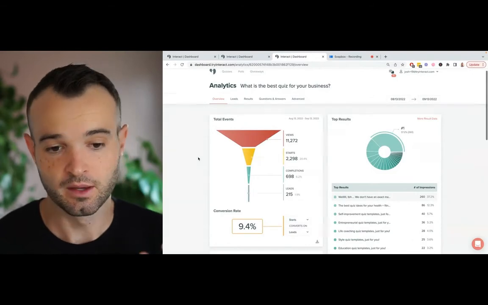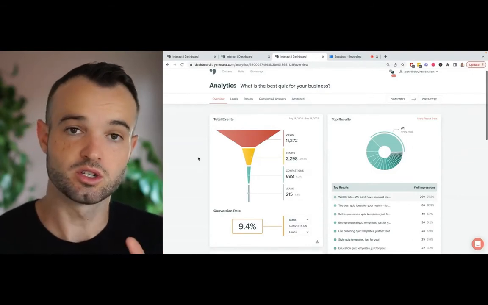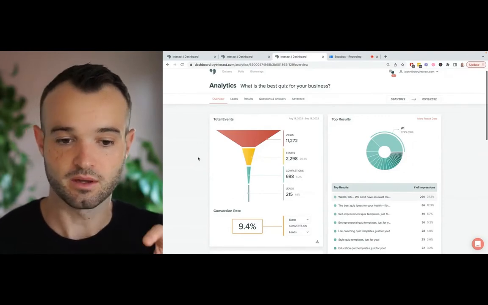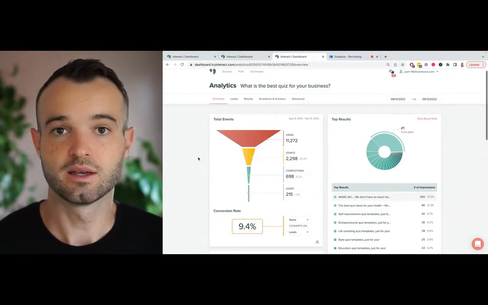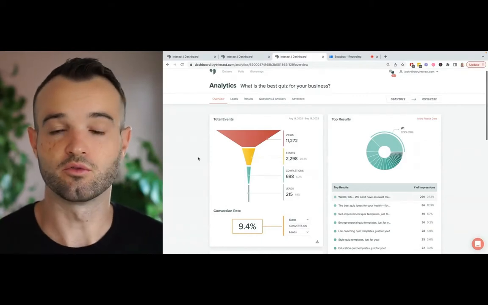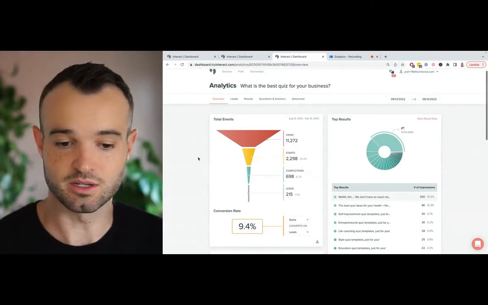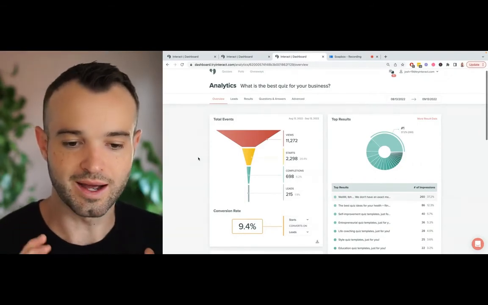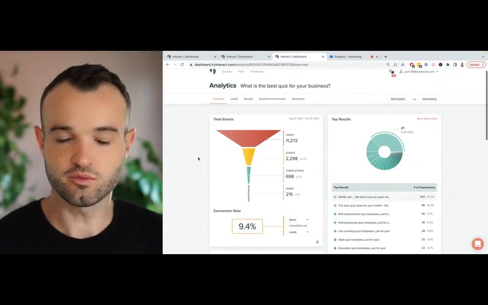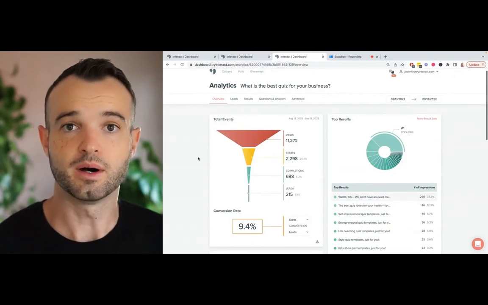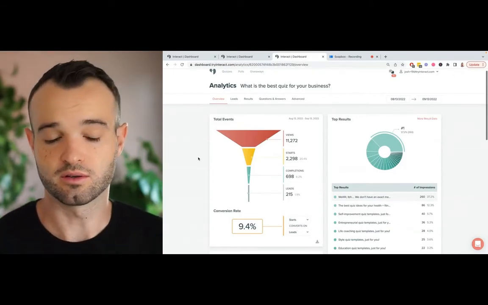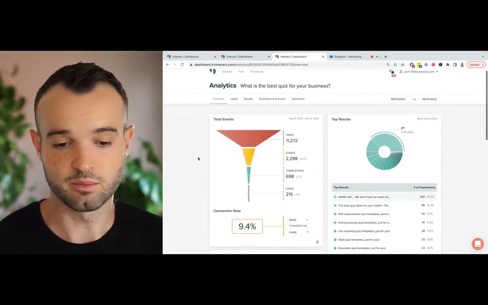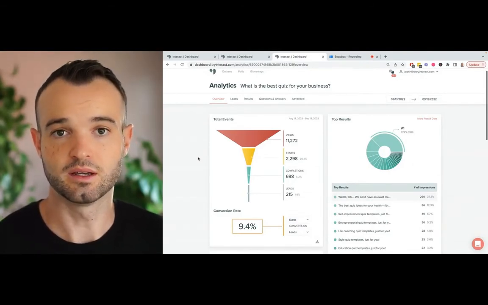So at a glance, when we start in our Interact Analytics, we're going to see a breakdown graph here of views, starts, completions, and leads. This will just give us a funnel that we can really quickly look at and see how our quiz is performing. This is our quiz that we use on our blog, and I want to highlight this because the conversion rate here is good for us, but depending on what industry you're in, your conversion rate metrics are going to be very different. So 9.4% of people who start this quiz end up becoming a lead, which is great.